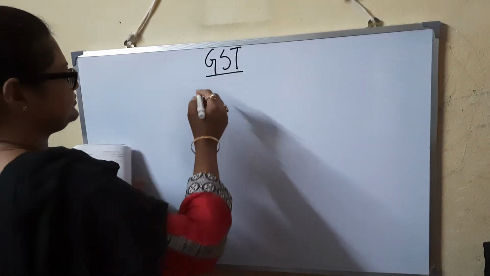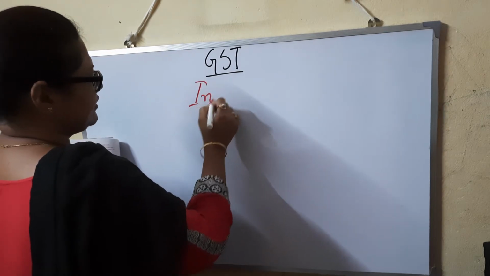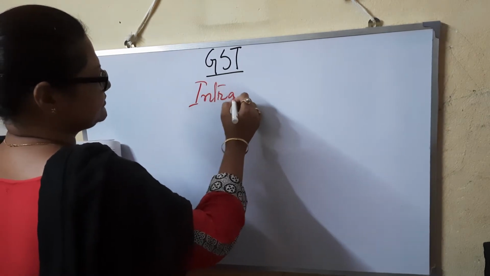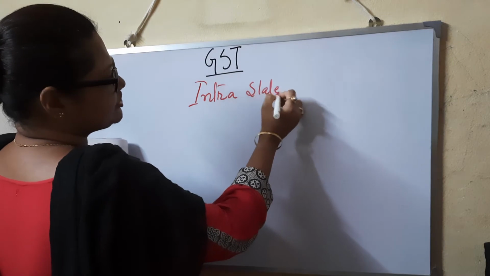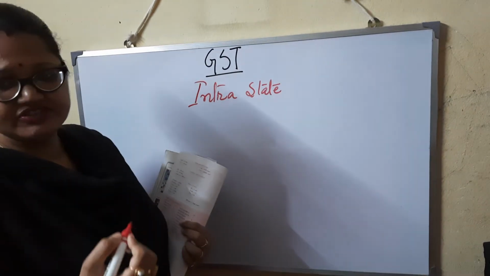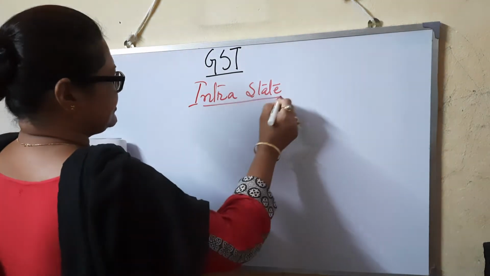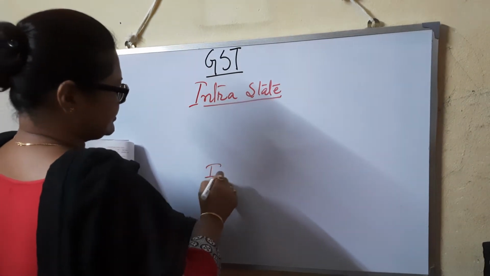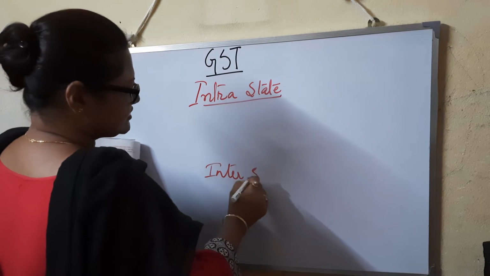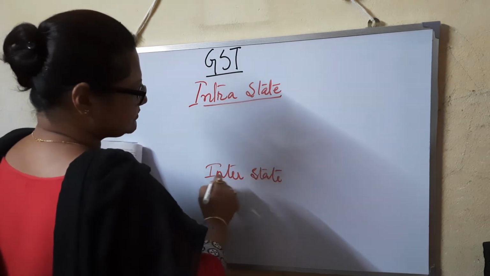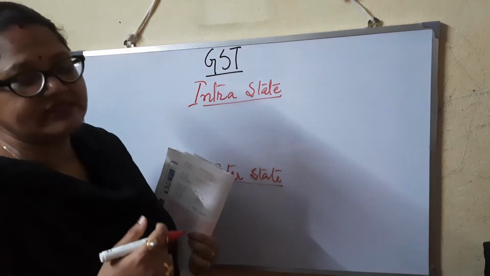First of all, intrastate, that means when commodities and services are sold within the state itself. And another one is interstate, when services and commodities are sold in between states.